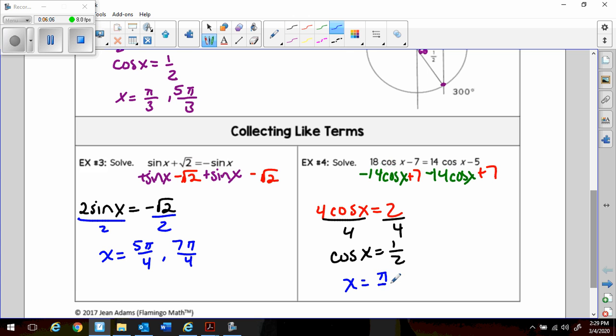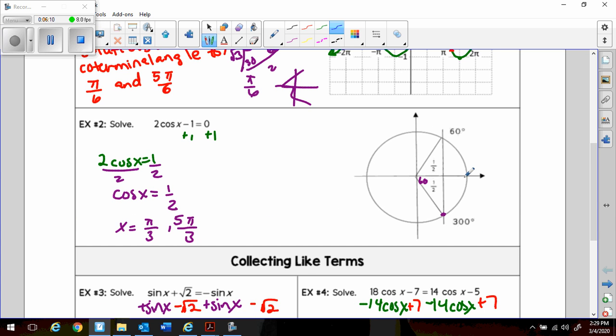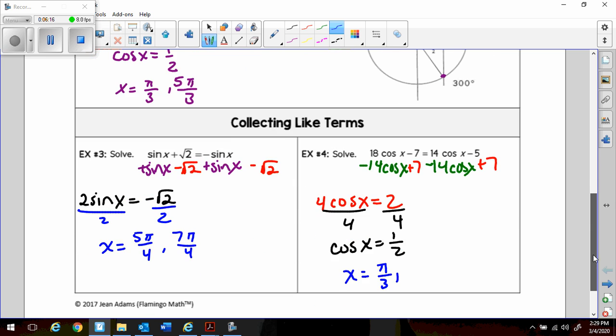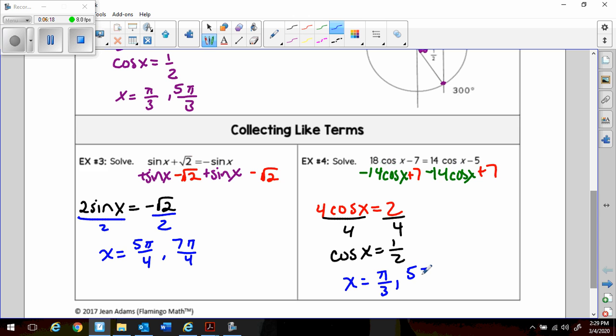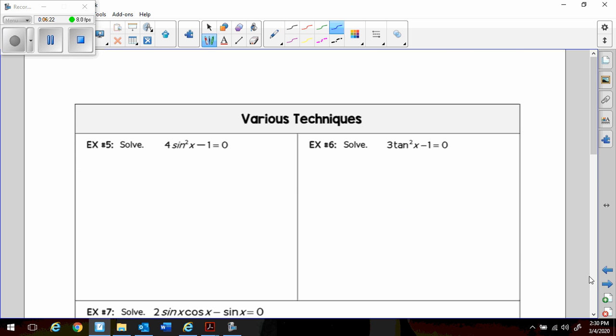60 degrees is pi over 3. But in quadrant 4, if this is 6 pi over 3, it's 1 less. So it'll be 5 pi over 3. Okay. Check out your unit circle.